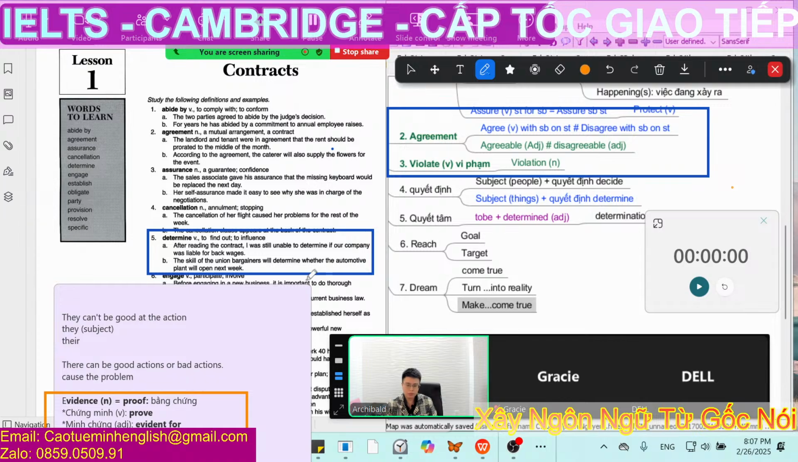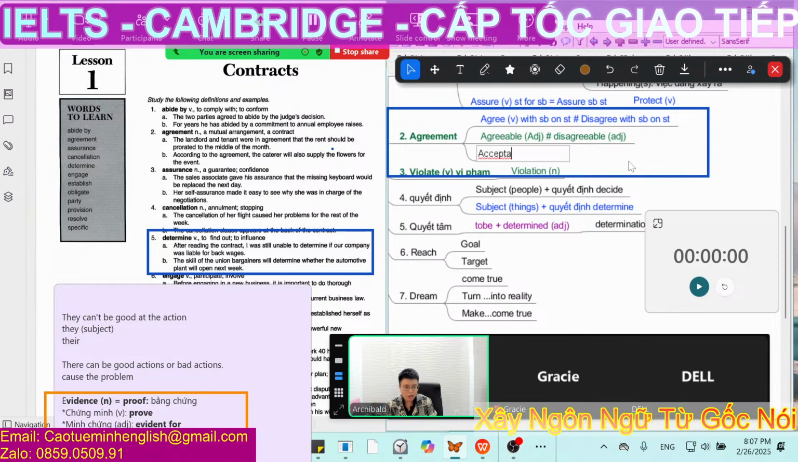I love the word acceptable. I think you guys know this word. We have agreeable, disagreeable. We have acceptable and unacceptable. All right, I love this word.